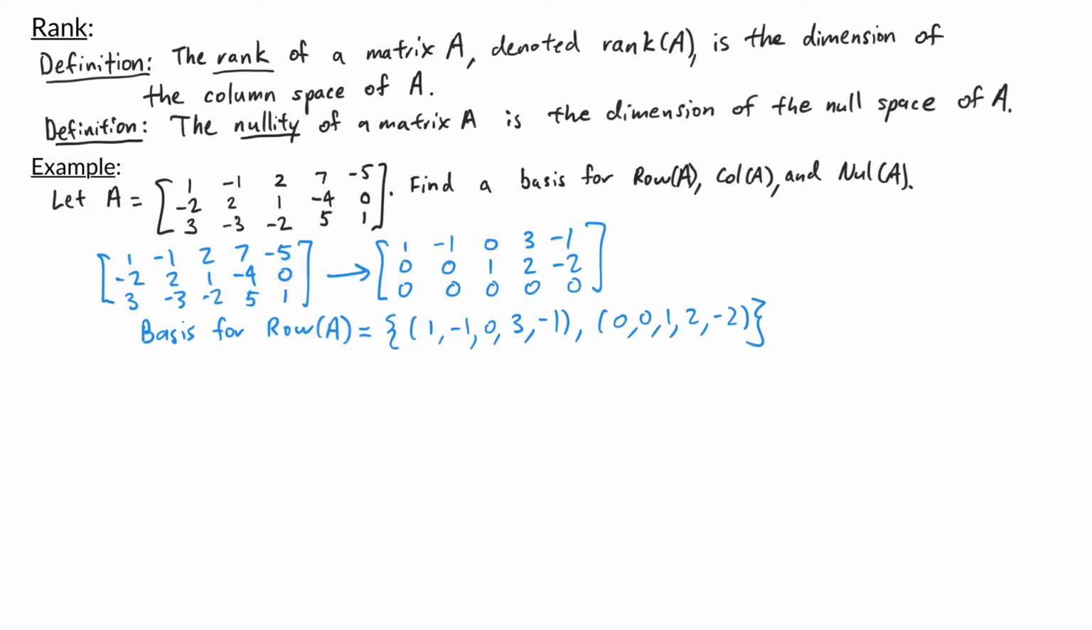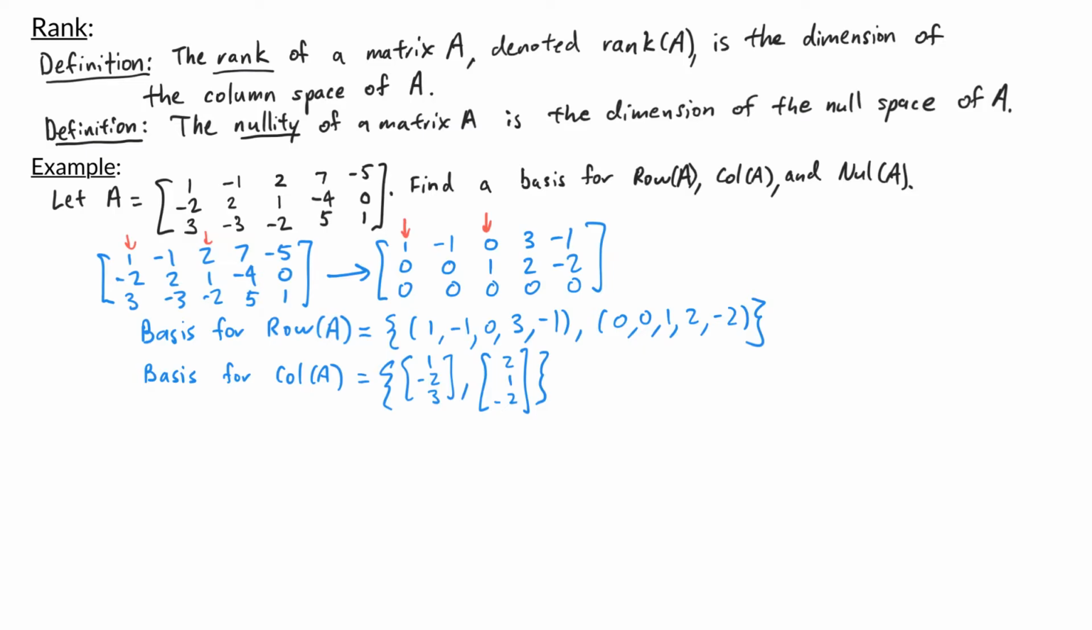To find a basis for the column space of A, we look at the row echelon form of A and identify the pivot columns. They're the first column and the third column. So the first and the third column of our original matrix form a basis for the column space of A. Those are the vectors 1, -2, 3, and 2, 1, -2.